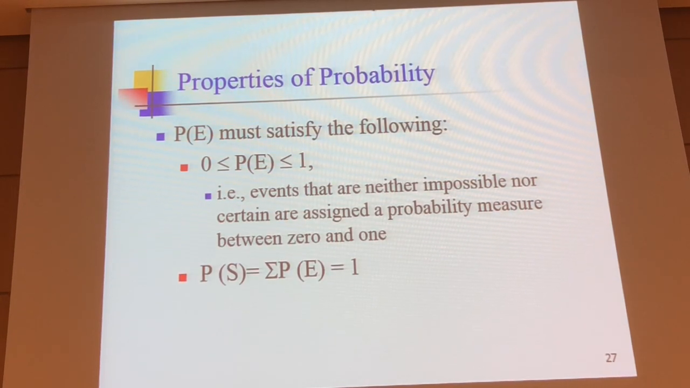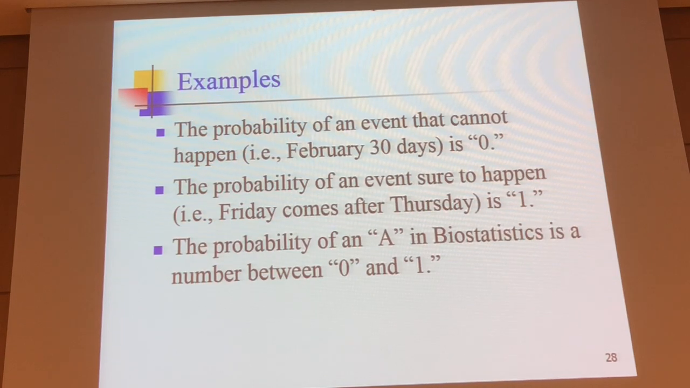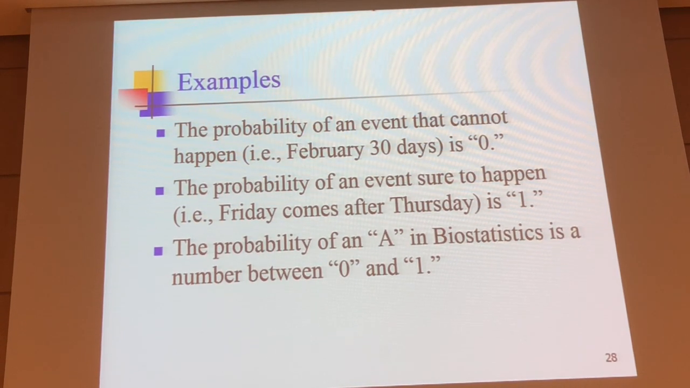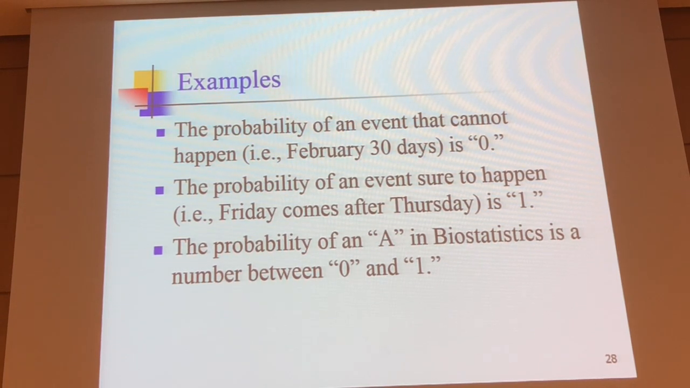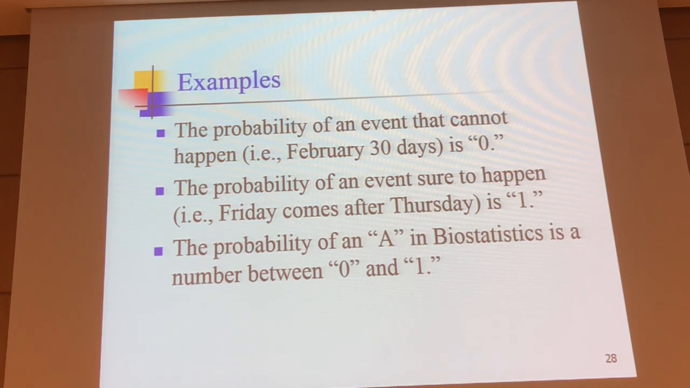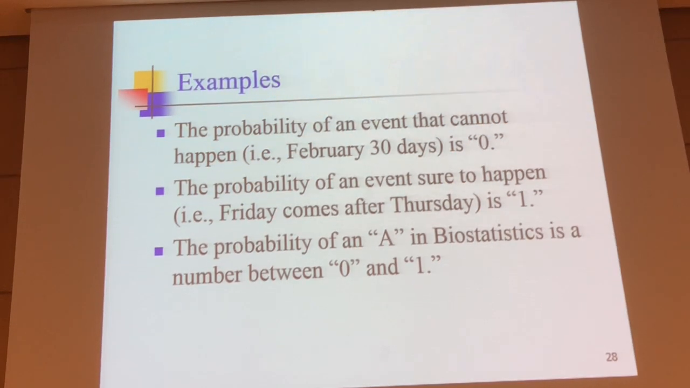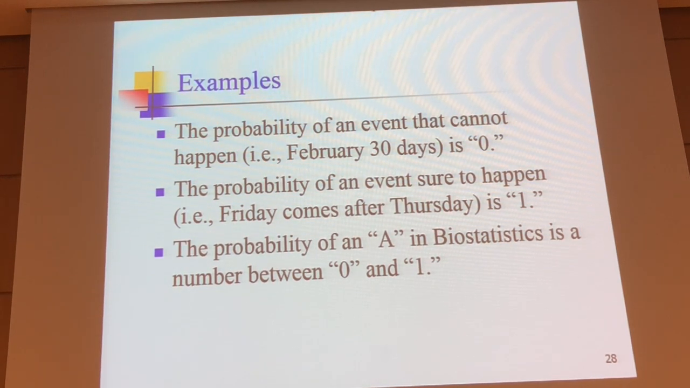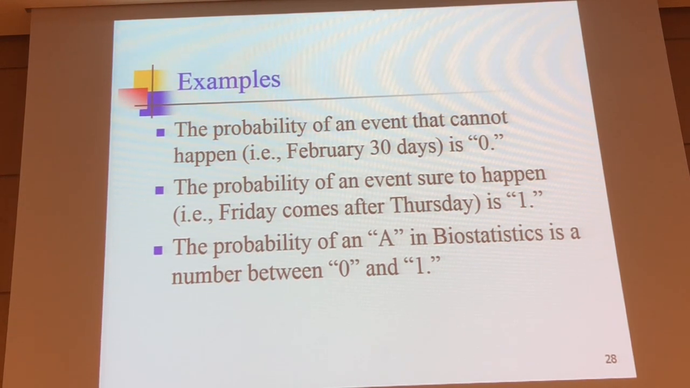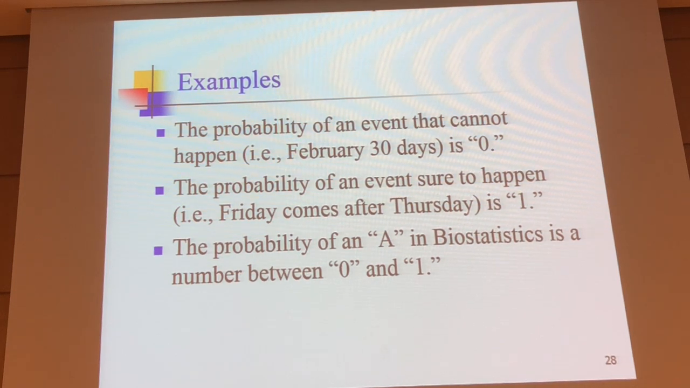Probability needs to be between 0 and 1. We discussed this. The probability of an event that cannot happen is 0. For the purpose of the exam, remember I told you the probability of someone being 60 feet tall, you told me it's impossible? But forget the exam for a second. This statement, the probability of an event sure to happen, the example is wrong.